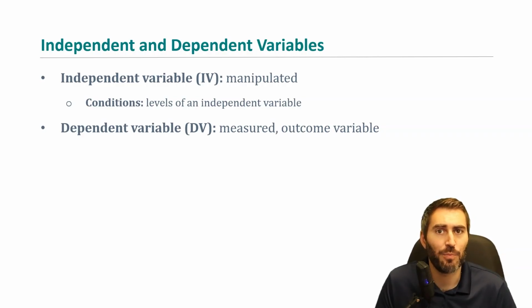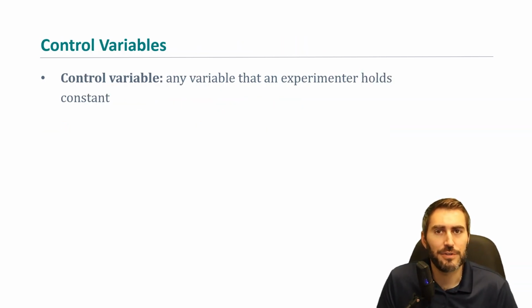It depends on what happened with the independent variable. In the baby study, the DV was the number of button presses. In the poster study, it was the inclusive climate score. Now, there's also a third category called a control variable.